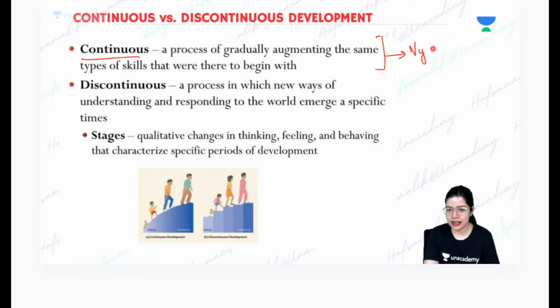Why am I writing the incorrect spelling here? Let me check. Thank you. Okay. Vygotsky. Okay, he was a Russian.